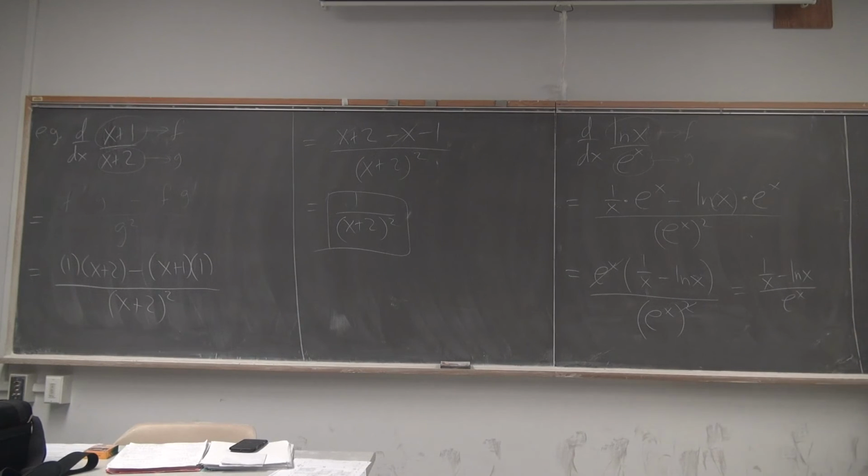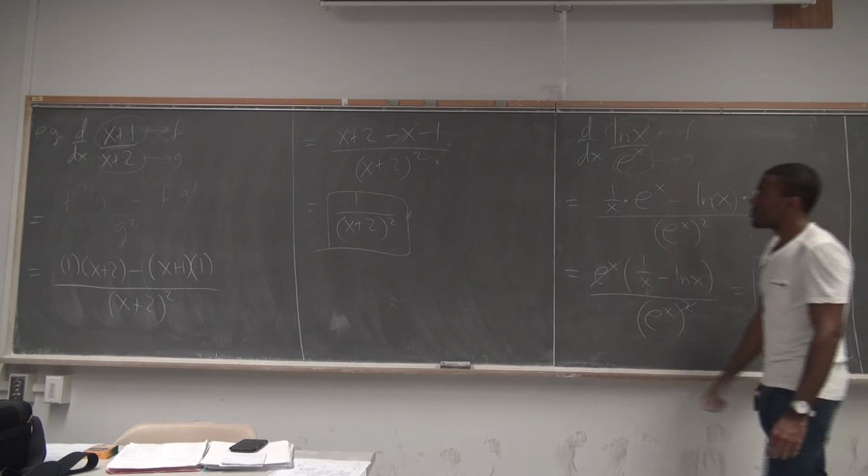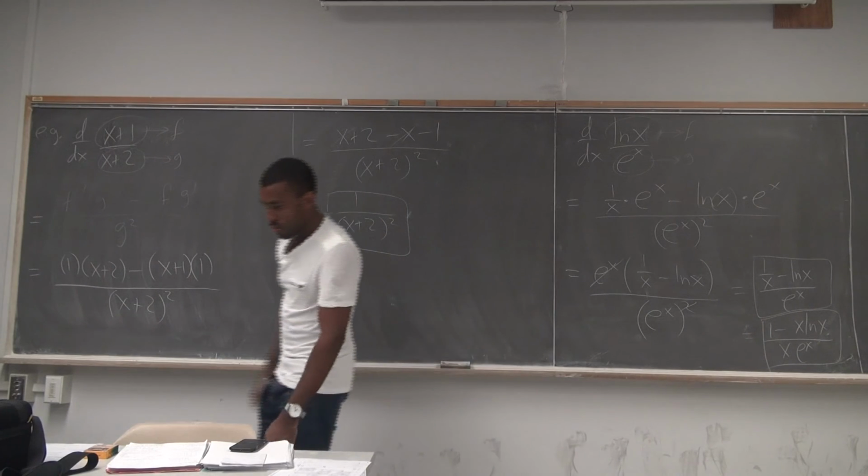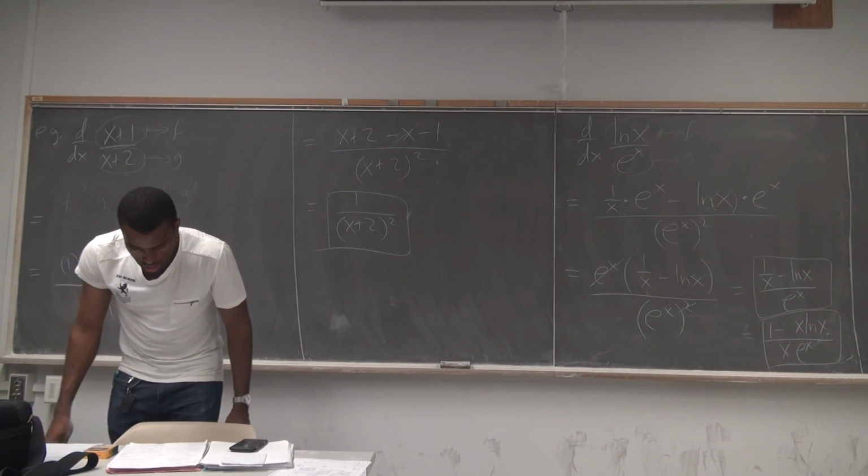What is a complex fraction? It's kind of nasty to write it like that, but you could. It's the same as this. Just multiply by x over x and you get that. And that's the quotient rule.